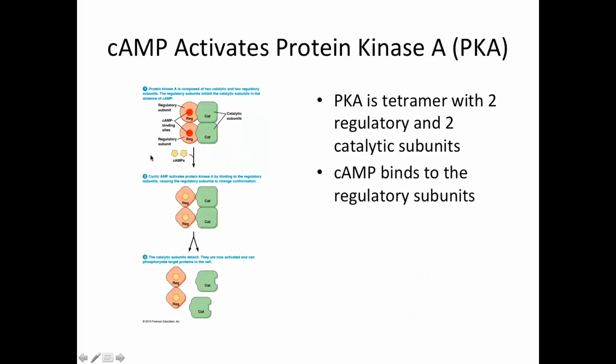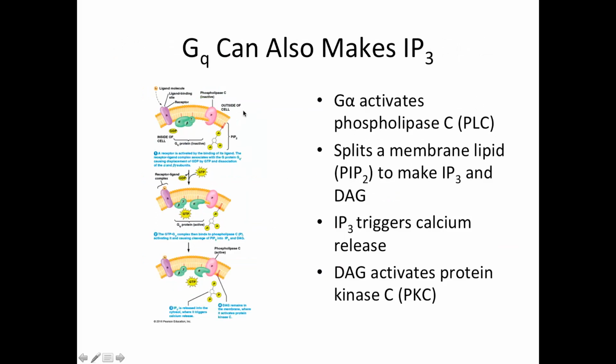It will pass it on usually to protein kinase A, or PKA, which is a tetramer, and it has regulatory subunits that have cyclic AMP binding sites. Once cyclic AMP is bound to the regulatory sites, the catalytic subunits will dissociate and can go off and phosphorylate other cellular enzymes. Now, GQ here, the alpha subunit, is going to activate a different enzyme, phospholipase C, or PLC, which is going to split a membrane lipid called PIP2 into 2 components, IP3 and DAG. IP3 can go and trigger the release of calcium from its intracellular stores, while DAG can activate a different kinase, protein kinase C.